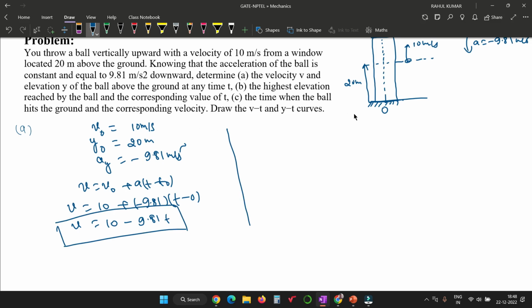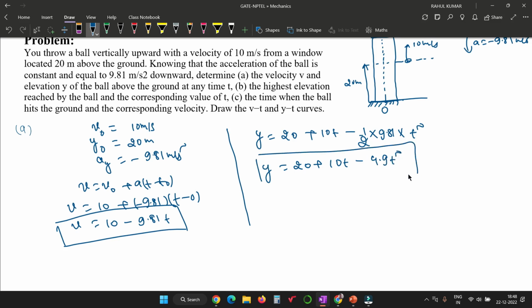And the second problem is the elevation y of the ball above the ground. So we will apply the third equation, right? The third equation is y minus y naught. So y naught is here 20 meter. So y equals y naught plus v naught t, where v naught is 10, so 10 t, minus 1 by 2 into 9.81 into t square. So this is the equation: y equals 20 plus 10 t minus 4.9 t square.